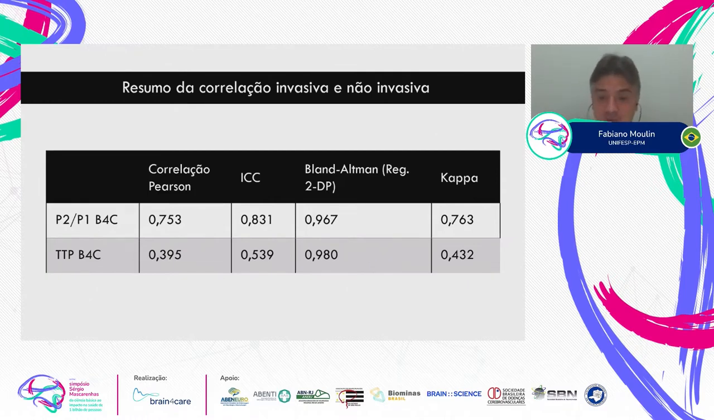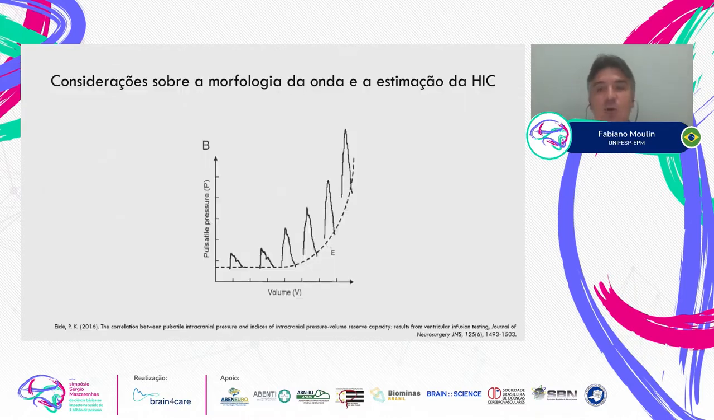Kappa was also excellent between P1 and P2, and moderate for time to peak. That's exactly why I'm describing relationships and absolute measures. Time to peak is not an appropriate measure, and it's quite common to see changes like that if we are after absolute numbers.